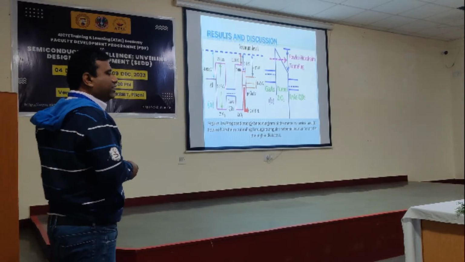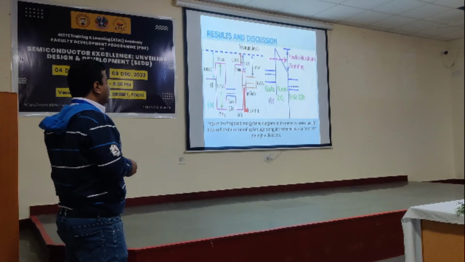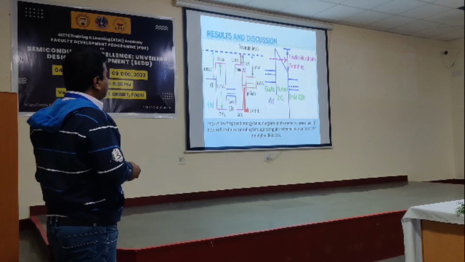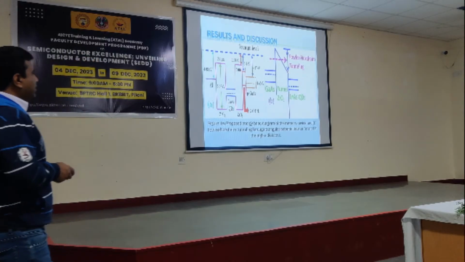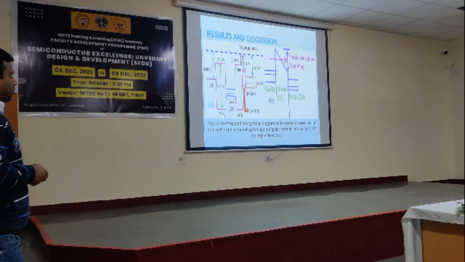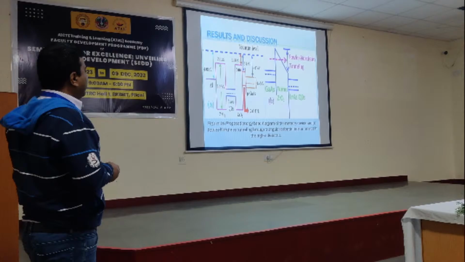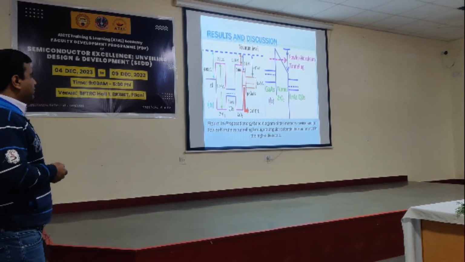Now this is the corresponding energy band diagram of the devices. That is gallium arsenide, this is the channel ZrO2. All the values I have taken from the standard literature, and this is the indium arsenide quantum dot. All the corresponding values of the electron affinity and band gap, I have taken from the literature.